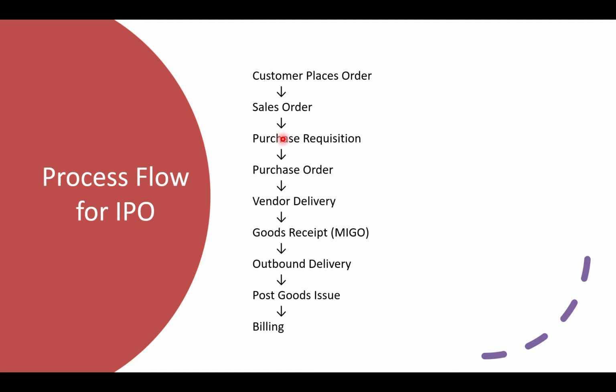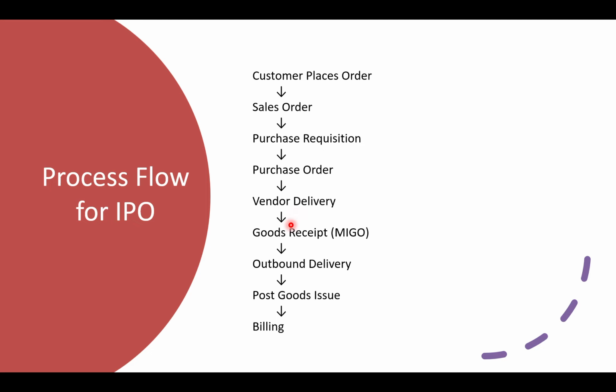And this is the process flow for the IPO. First, the customer places an order with the company, and then the sales order gets created. Along with the sales order, a purchase requisition will be generated. Later, we convert that purchase requisition into a purchase order, so that the vendor gets notified, and then the vendor does the delivery to the company.